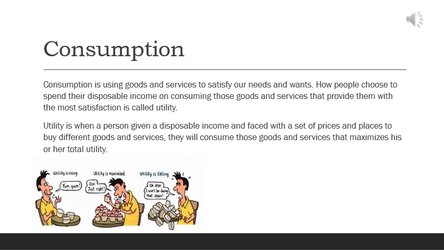Consumption. Consumption is using goods and services to satisfy our needs and wants. How people choose to spend their disposable income on consuming those goods and services that provide them with the most satisfaction is called utility. Utility is when a person, given a disposable income and faced with a set of prices and places to buy different goods and services, will consume those goods and services that maximize his or her total utility.